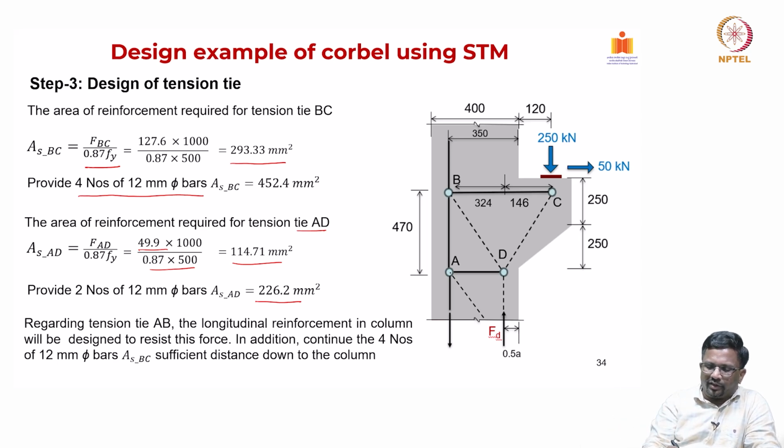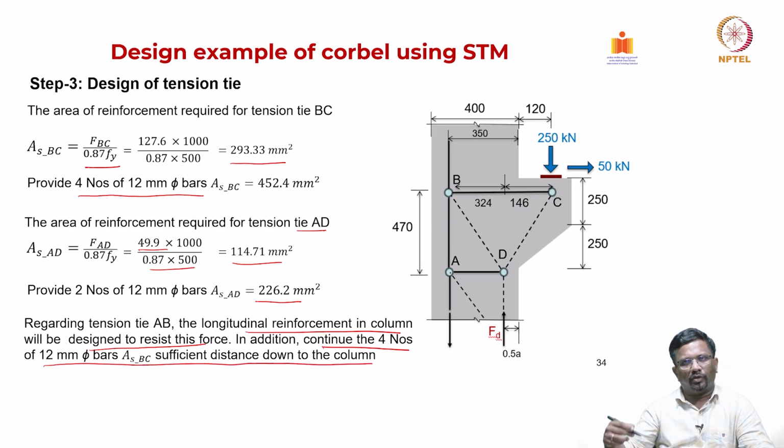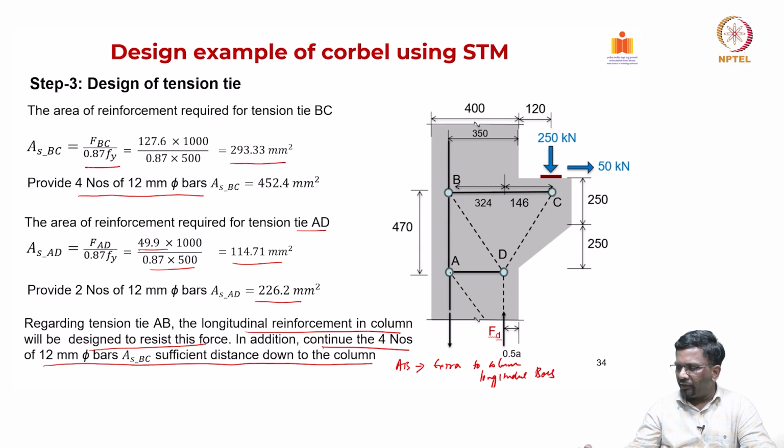So, for this tension tie AB, the longitudinal reinforcement will be designed to resist this force. In addition, we also want to continue the 4 numbers of 12 mm bars a sufficient distance down the column, right, more than where the tie is forming. So, this is in extra. Whatever that AB member reinforcement is there, that should be extra to the column longitudinal bars. Okay.